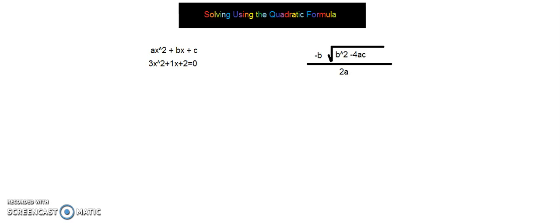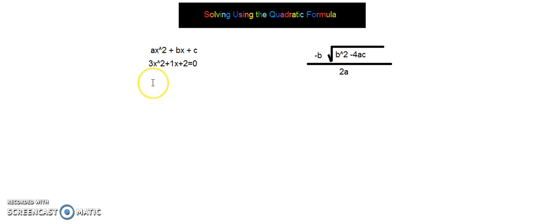Okay, so we're going to be solving using the quadratic formula. There are a couple key things you need to know before solving using the quadratic formula. The first is obviously your quadratic formula. So I have it written over here. It is negative b plus or minus the square root of b squared minus 4ac over 2a.